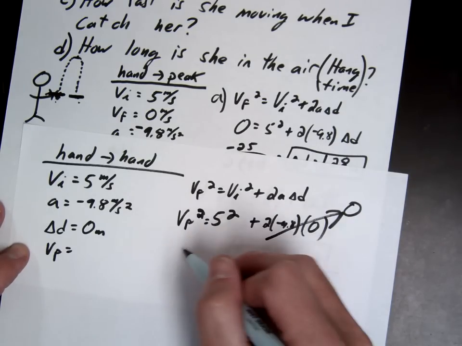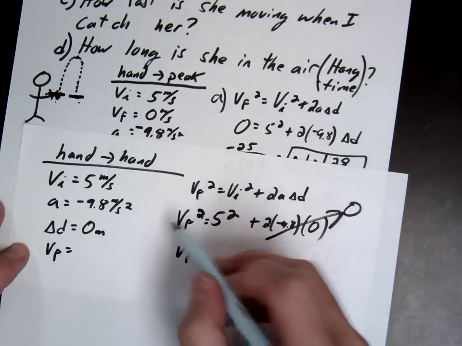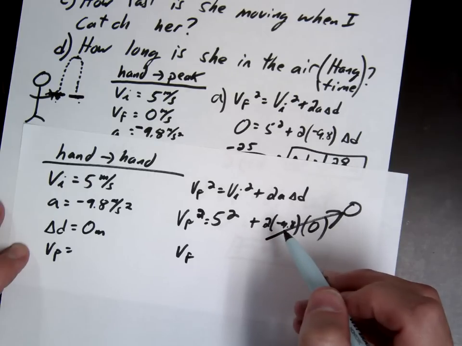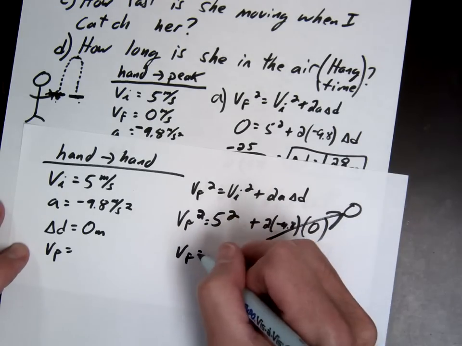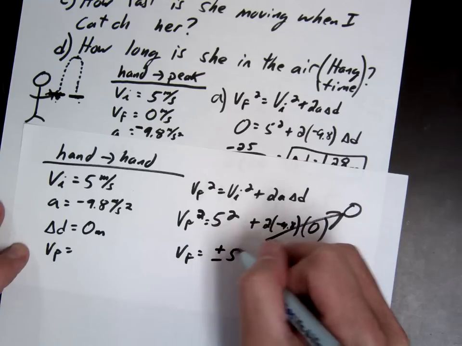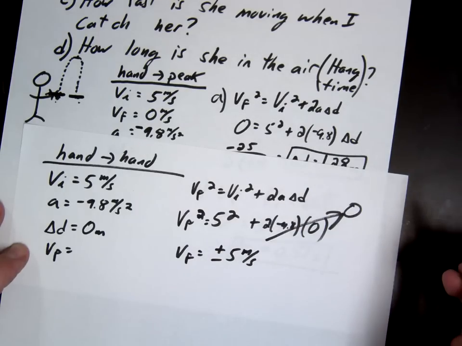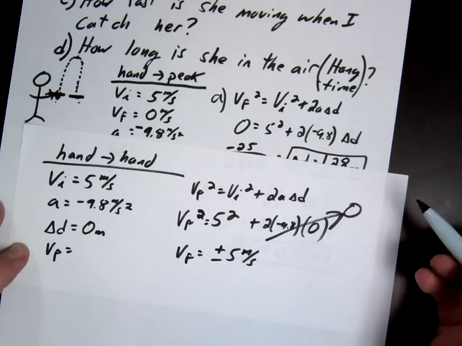So what is Vf? You're going to take the square root of 5 squared, right? Square root of 5 squared is simply 5. Actually, it's not 5. What is it? Plus or minus 5, right? That's the true mathematical solution. What's the right answer? Negative 5. Good.